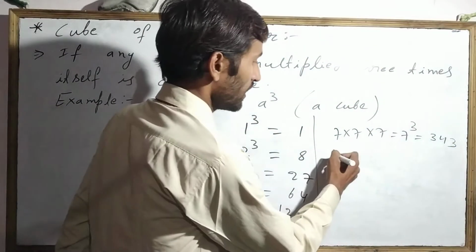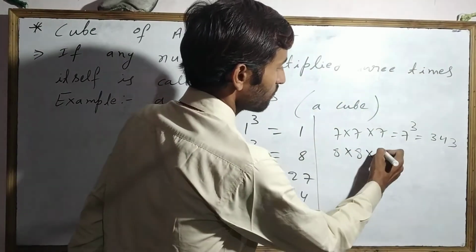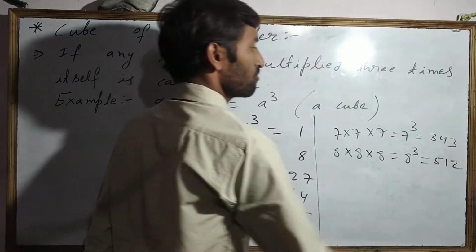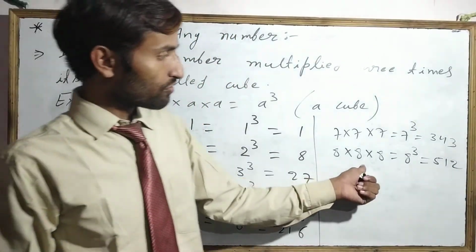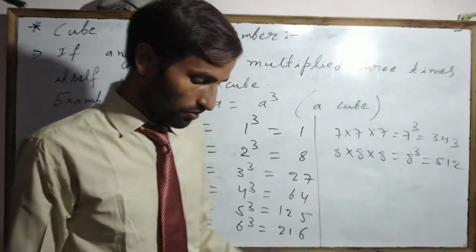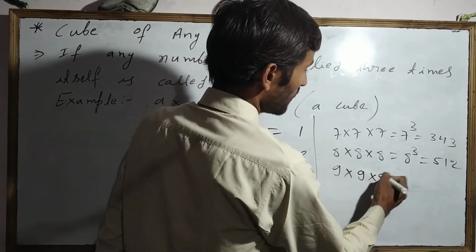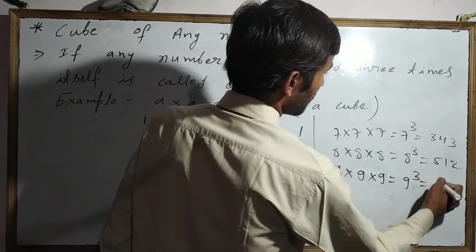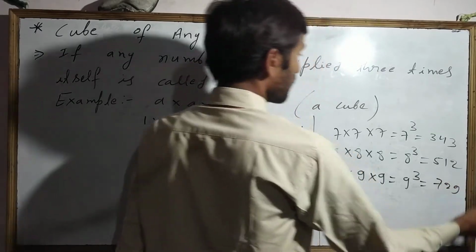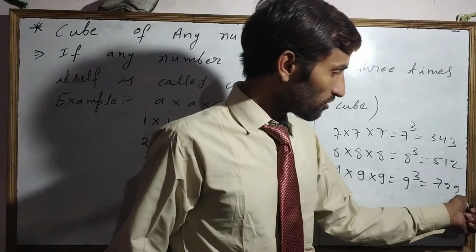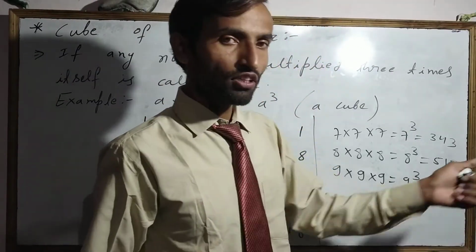Next, 8 into 8 into 8 means 8 cube, so the answer is 512. If we multiply 8 8s are 64, 64 8s are 512. Next, 9 into 9 into 9 is 9 power 3, that is 729. If you multiply 9 9s are 81, 81 9s are 729. That means 9 cube is 729.